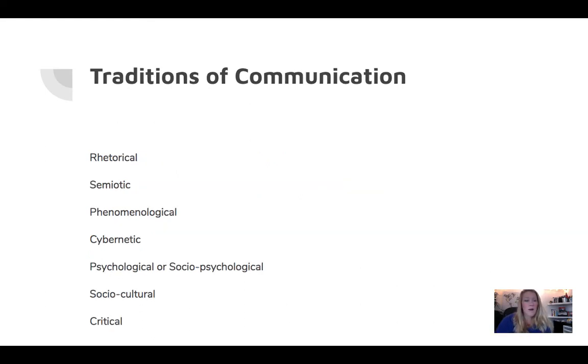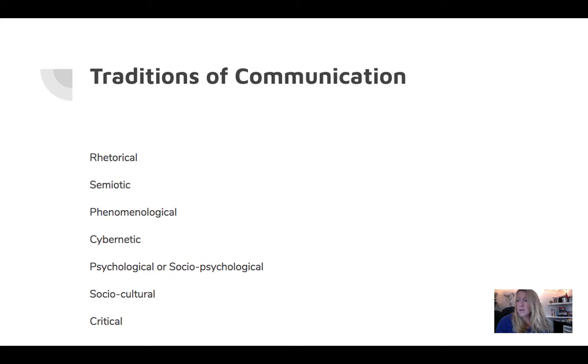Typically, there are certain types of communication. We have rhetorical, semiotic, phenomenological, cybernetic, psychological or socio-psychological, sociocultural, and critical. Rhetorical refers to communication as a discourse and tends to concern itself primarily with interpersonal communication, or one-on-one or one-to-a-few communication acts like speech. Today, that focus resembles political speeches, if you want to look at it like that.